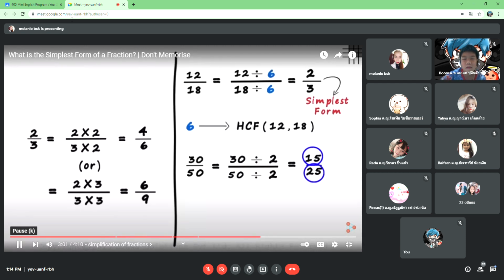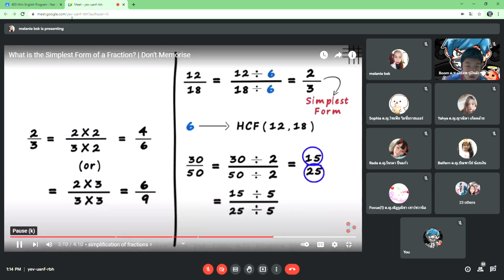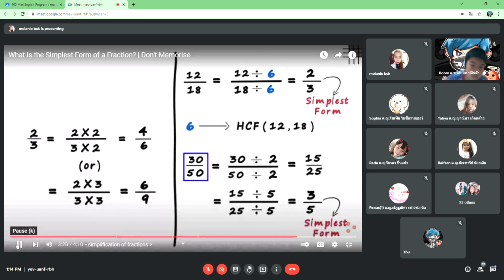But 15 and 25 both have 5 as their common factor, which tells us that this is not the simplest form. We divide the numerator as well as the denominator by 5. 15 divided by 5 is 3 and 25 divided by 5 is 5. The numbers 3 and 5 do not have any common factors apart from 1. This is the simplest form or the standard form of the fraction 30 by 50. The product of the numbers we divided the numerators and denominators by.